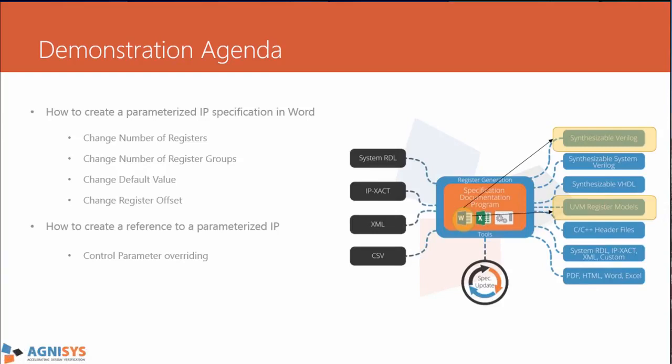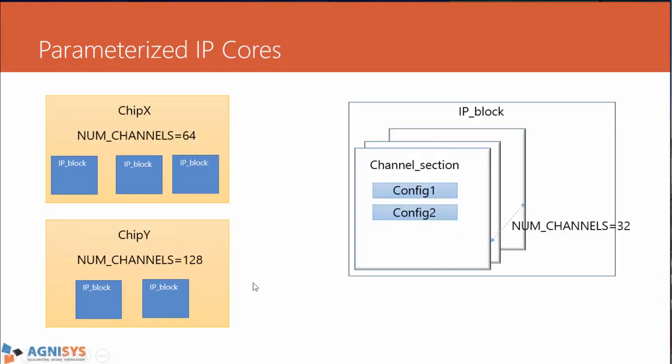We're going to show you how to change the number of registers, change the number of register groups, change the default value or register offsets. Then we're going to show you how to create references to the parameterized IP and change the parameters by overriding them. We're going to show you how to create a parameterized IP block.